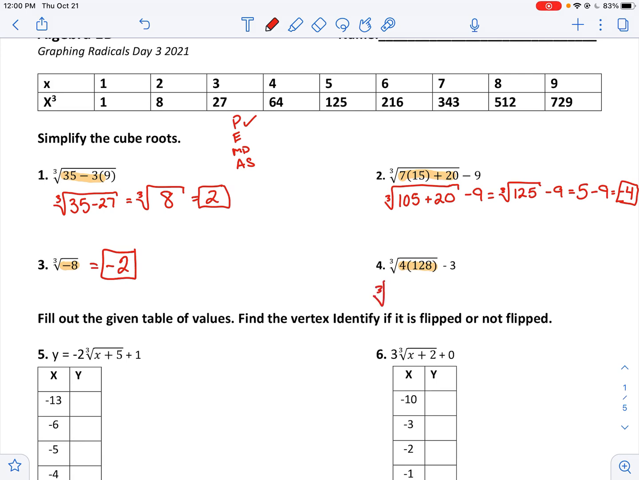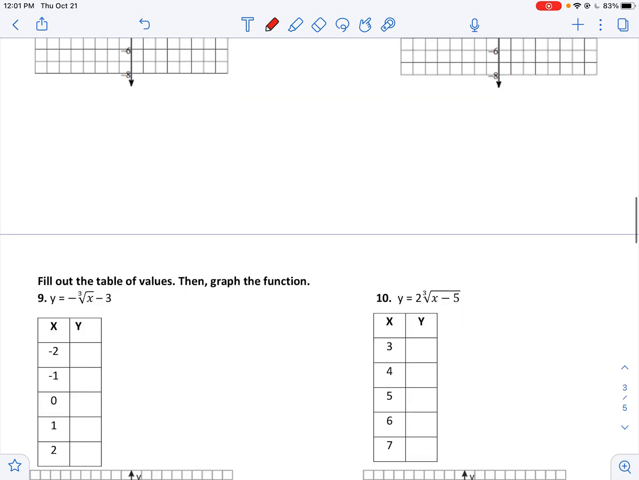And this last one again, you want to do your order of operations underneath your radical to simplify everything you can inside that cube root. So this would be cube root of 512, and then outside there is a minus 3. So there's nothing else to simplify inside the cube root. So I'm just going to take the cube root of 512, which is 8, and then I'll copy down that minus 3 to get 5.